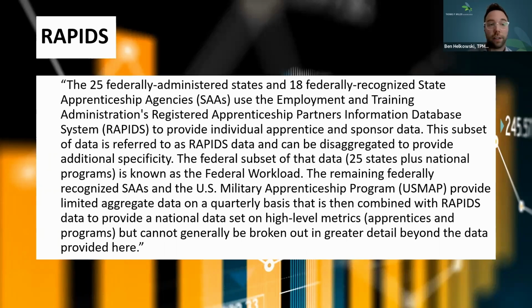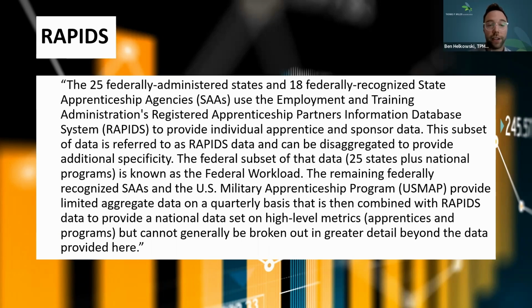So RAPIDS. The U.S. Department of Labor uses RAPIDS to track data from registered apprenticeship programs, and they define it as the 25 federally administered states and 18 federally recognized state apprenticeship agencies that they use the Employment and Training Administration's Registered Apprenticeship Partners Information Database System, which gives it the acronym RAPIDS, to provide individual apprentice and sponsored data. This subset of data is referred to as RAPIDS data and can be disaggregated to provide additional specificity.